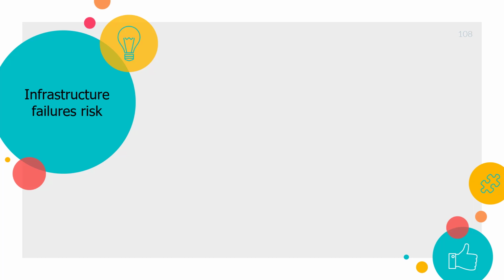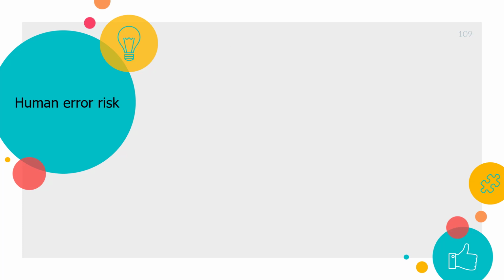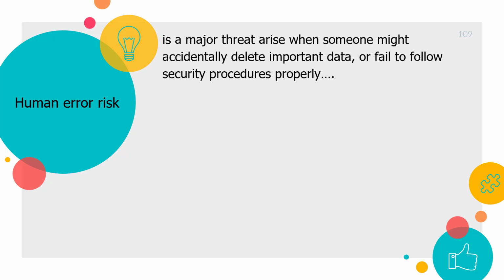Infrastructure failures risk, which is the risk arising from incidents such as the loss of your internet connection. Core system outages can interrupt your business. For example, you could miss an important purchase order. Human error risk, which is a major threat, arises when someone might accidentally delete important data or fail to follow security procedures properly.